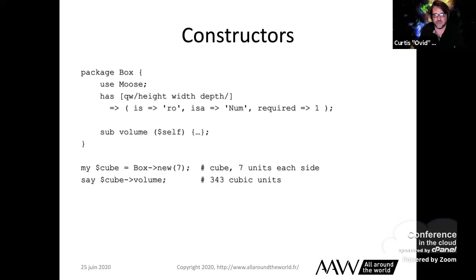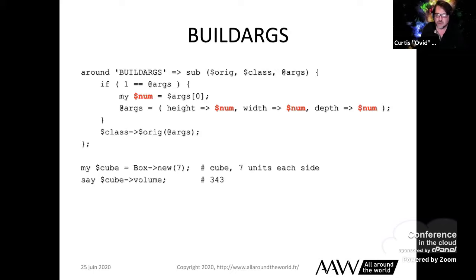Well, first thing you do is you go to the Moose docs to remember how to write BUILDARGS, because I can never remember how to write BUILDARGS. So I write an around method modifier. If 1 equals number of args, then the length of the side is arg0, and then I reconstruct my argument array, and I call the original version of BUILDARGS. And now I can pass just a single number into the constructor.